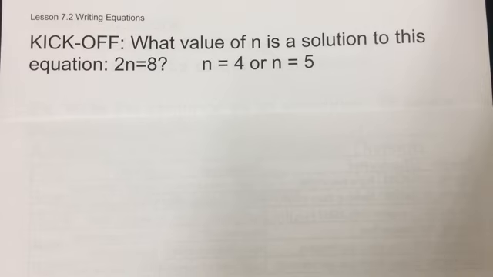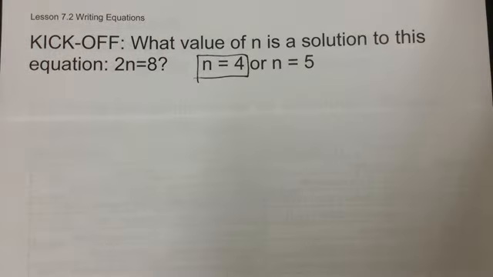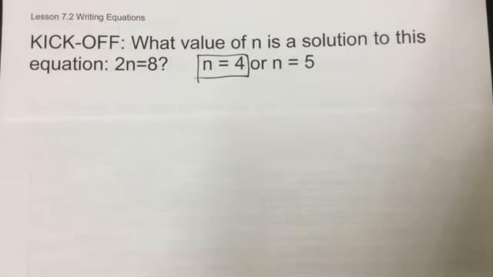So we're looking at, does 4 work for n? We're going to sub in that value for n. So 2n means 2 times whatever n equals. So 2 times 4 gives us 8. So that is our solution. If we did 5, 2 times 5 is 10. That does not equal 8, so that one doesn't work.